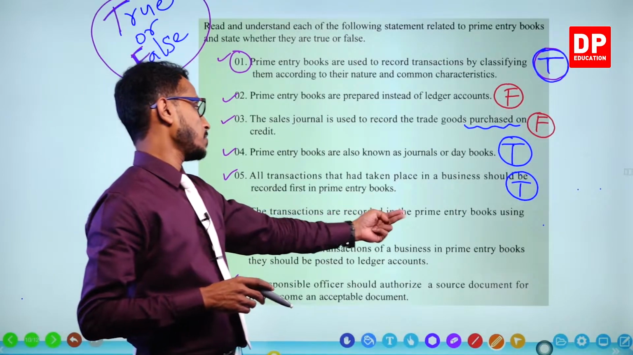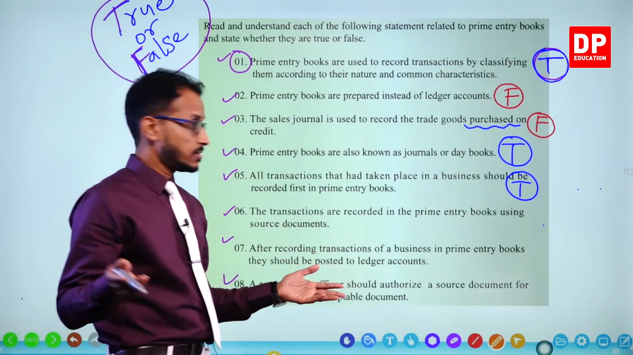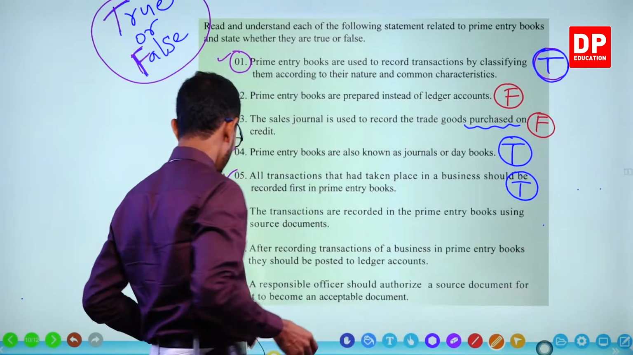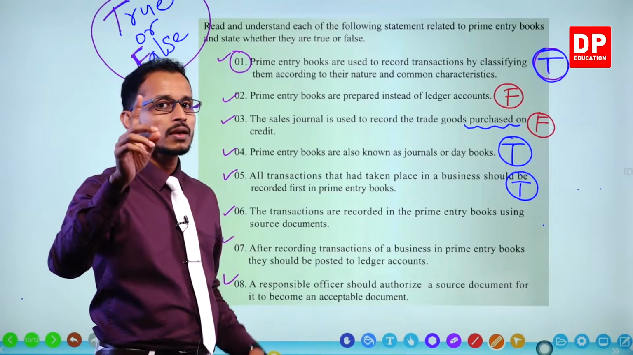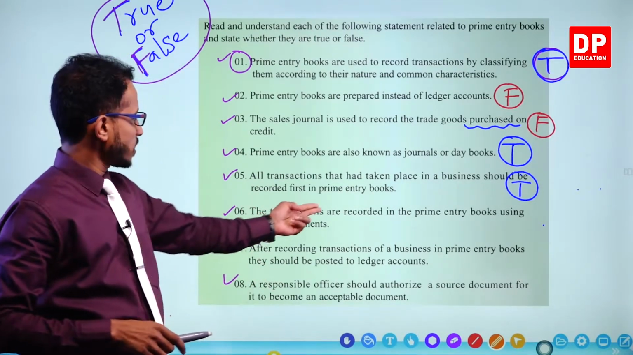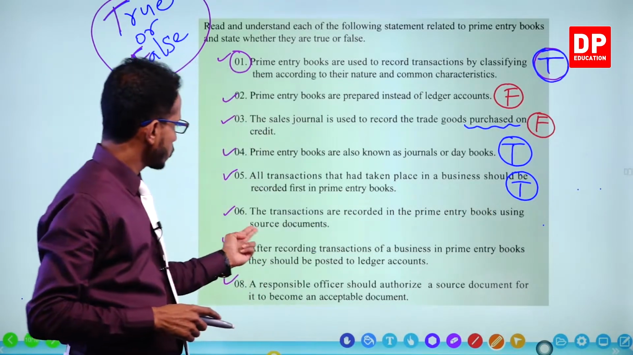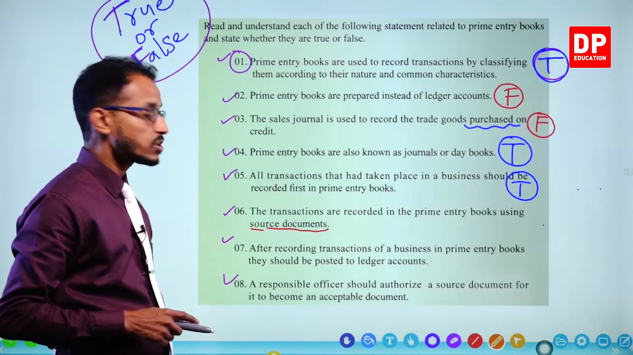Transactions are recorded in the prime entry books using source documents. Well, that is easy. Well, you can at once say that it's false, right? The transactions are recorded in the prime entry books using source documents. You can at once say that it's false, right?